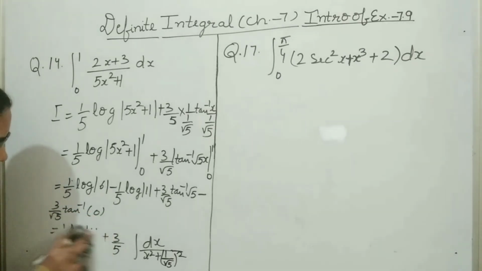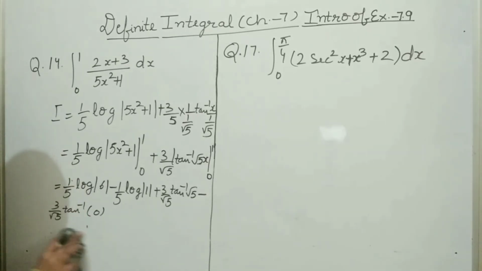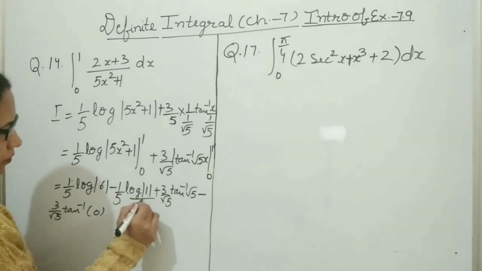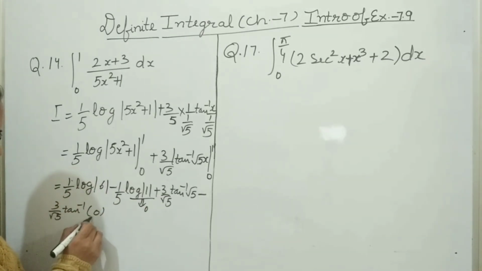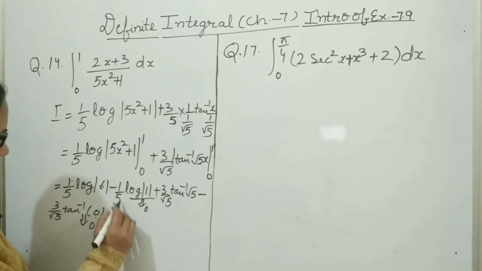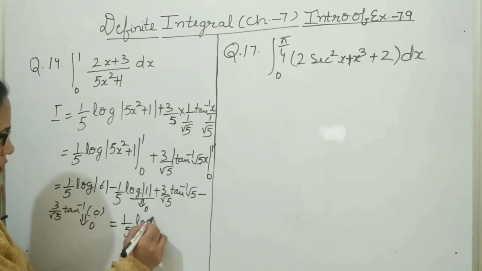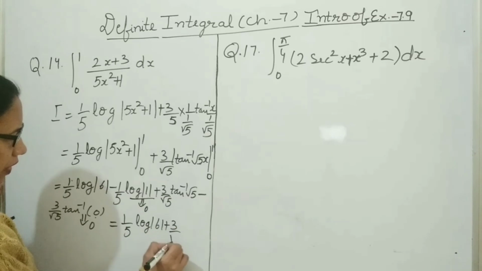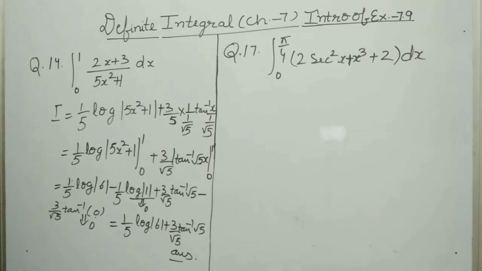The next step, log 1 is 0, so this becomes 0. Then tan inverse 0 also gives 0, so this also becomes 0. So the answer is 1/5 log of mod of 6 plus 3/√5 tan inverse √5. This is the complete solution for question number 14.